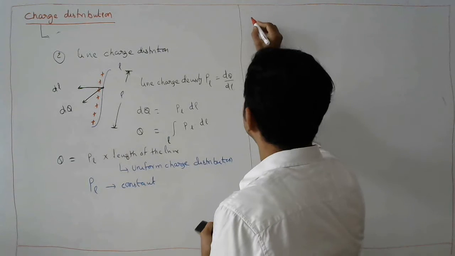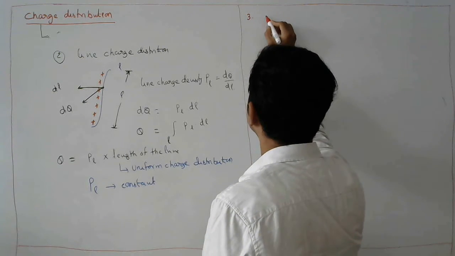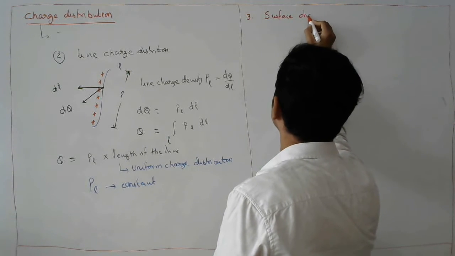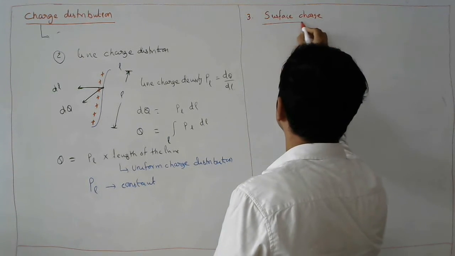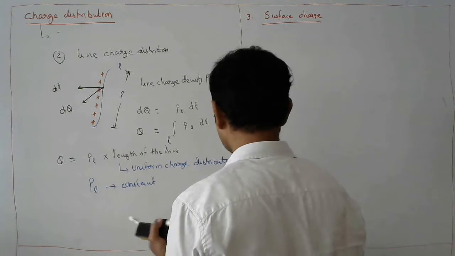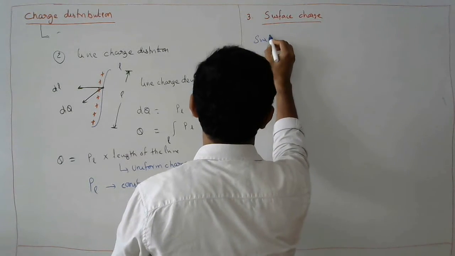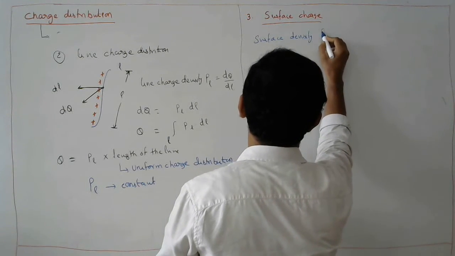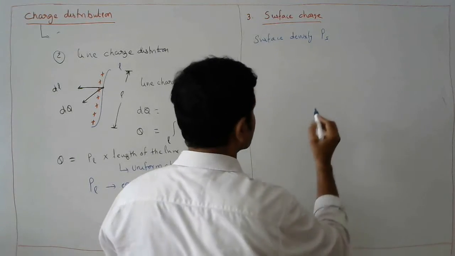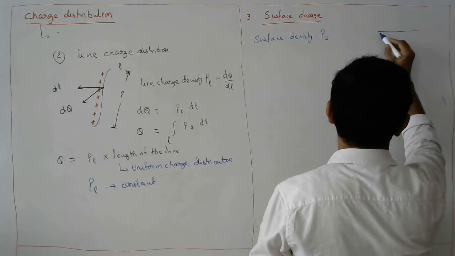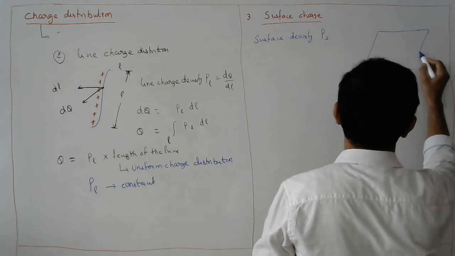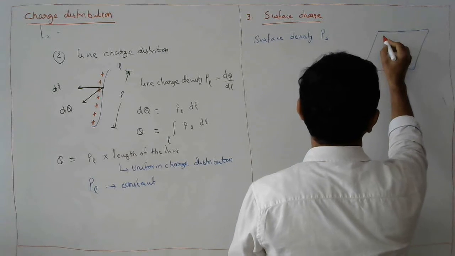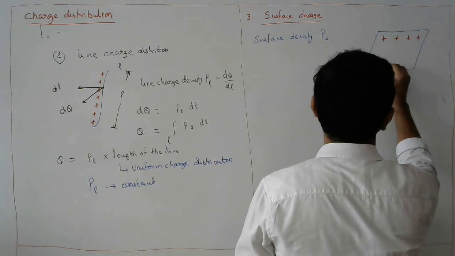Next, the third charge distribution: surface charge distribution. To calculate surface charge, we define the surface charge density, denoted by rho s. Let us assume some surface, which is an open surface, and it is positively charged.